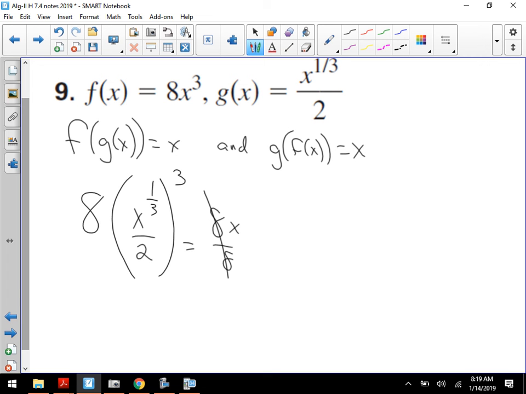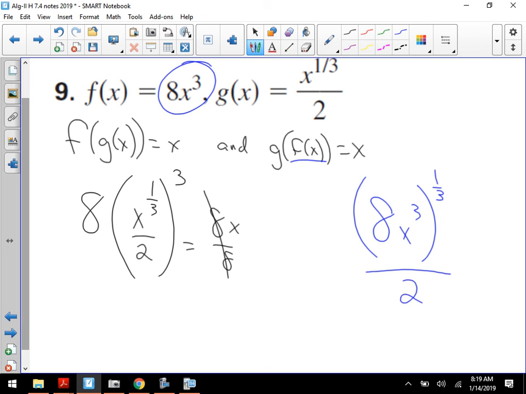Do the same thing with the other one. Start with the f of x equation, which is the 8x cubed. And now you surround it with the g of x equation. 8 to the 1/3 power means cube root of 8, which is 2. X to the third power to the 1/3 power is just x. So you get 2x over 2, otherwise known as x. Hey, did both of those equal x? Yes, therefore they are inverses.